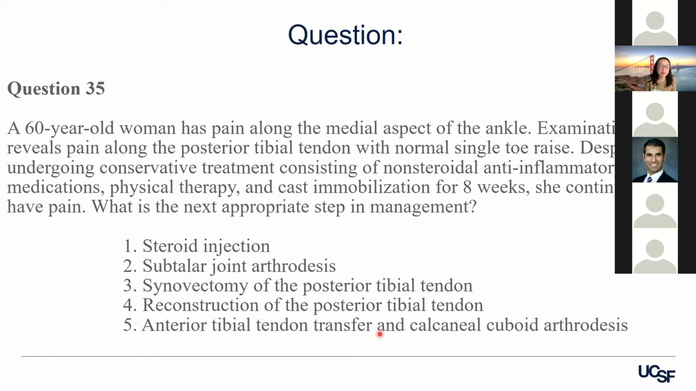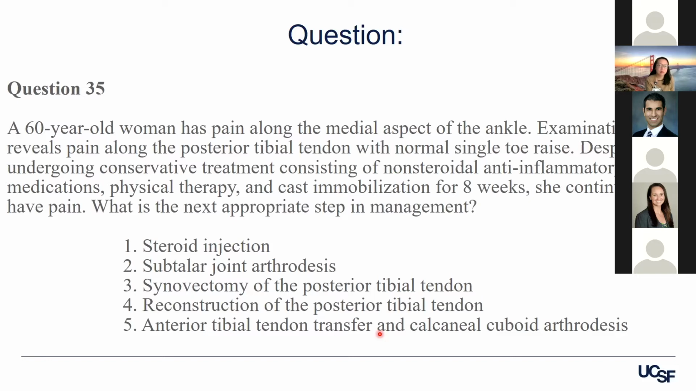All right. A 6-year-old woman has pain along the medial aspect of the ankle. Examination reveals pain along the posterior tibial tendon with a normal single toe raise. Despite undergoing conservative treatment consisting of NSAIDs, physical therapy, and cast immobilization for 8 weeks, she continues to have pain. What is the next appropriate step in management? So steroid injection, subtalar joint arthrodesis, synovectomy of the posterior tibial tendon, reconstruction of the posterior tibial tendon, or anterior tibial tendon transfer and calcaneal cuboid arthrodesis.